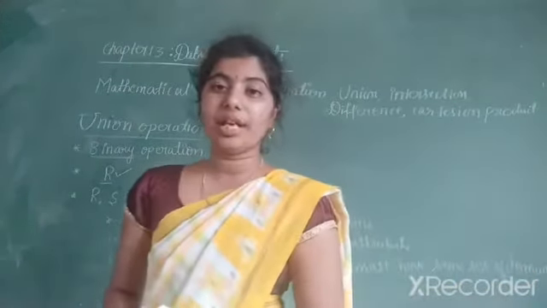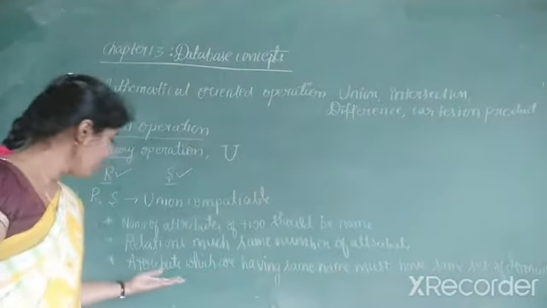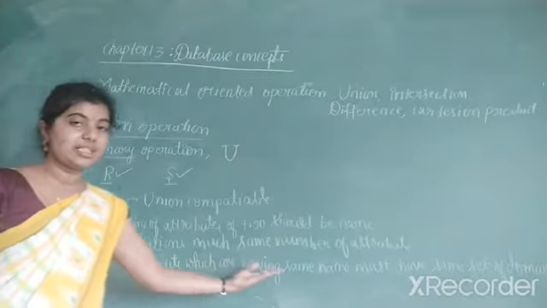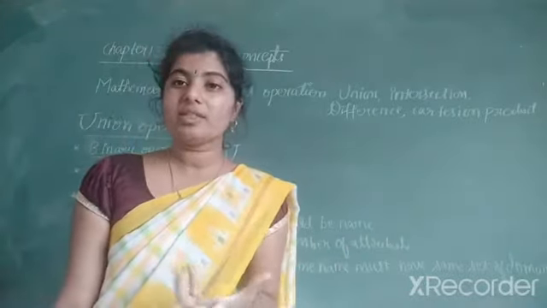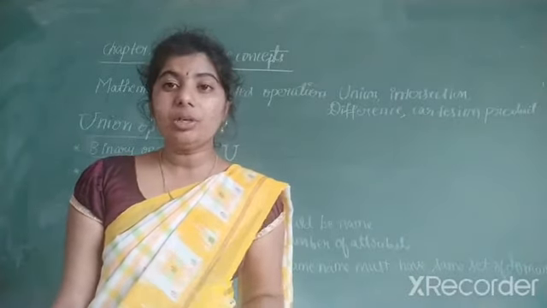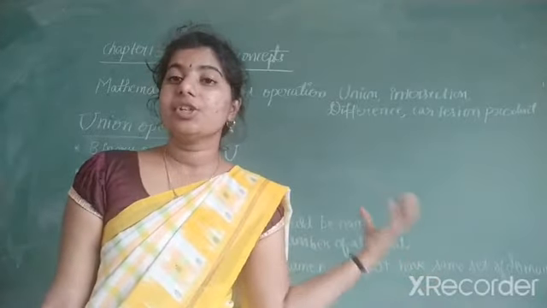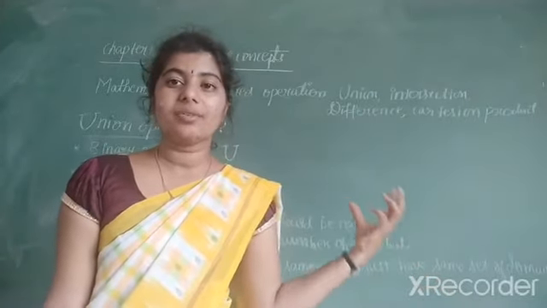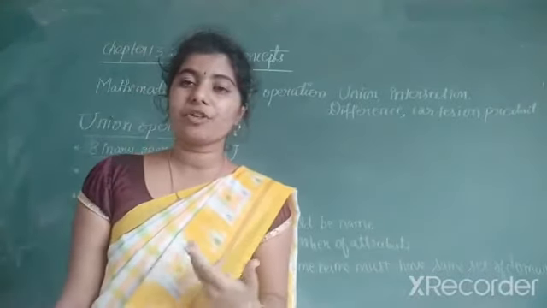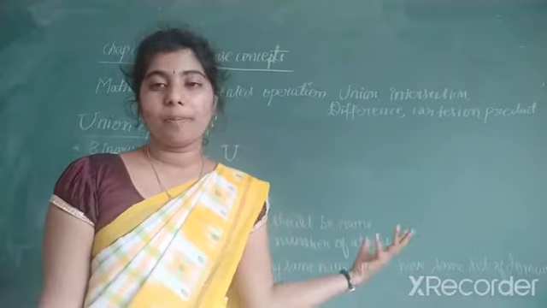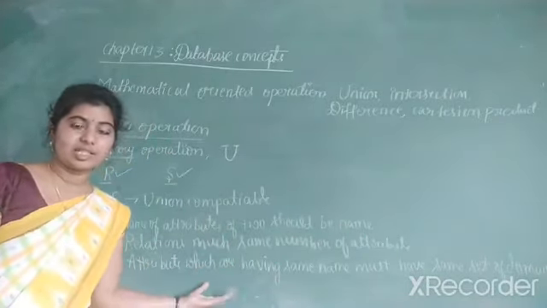What we call the values of an attribute is the domain. Here also, attributes which are having the same name must have the same set of domains. The number of domains should be the same. Then only we can say that relation R and relation S are union compatible, so that we can perform the union operation. So we can perform the union operation if the taken relations obey these 3 rules.